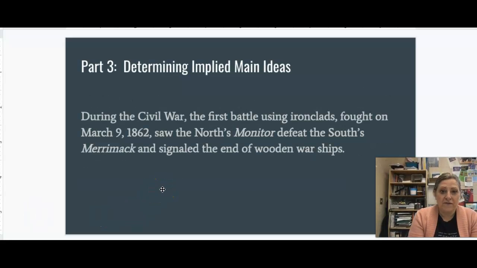During the Civil War, the first battle using ironclads, fought on March 9, 1862, saw the North's Monitor defeating the South's Merrimac and signaled the end of wooden warships. An ironclad is a metal warship. Warships prior to that were made of wood and obviously wouldn't stand up.